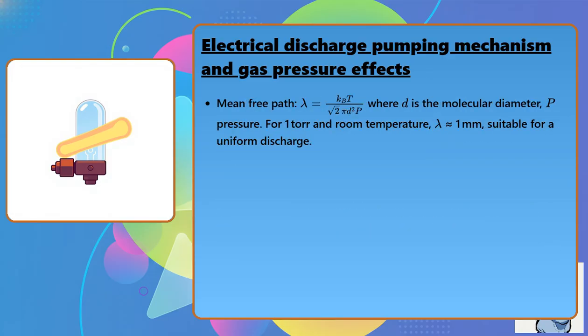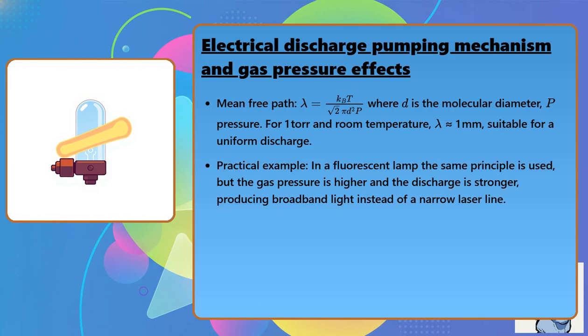Mean free path: lambda equals k_B times T divided by the square root of 2 times pi times d squared times P, where d is the molecular diameter and P is pressure. For 1 torr at room temperature, lambda is approximately 1 millimeter, suitable for a uniform discharge. Practical example: in a fluorescent lamp, the same principle is used, but the gas pressure is higher and the discharge is stronger, producing broadband light instead of a narrow laser line.